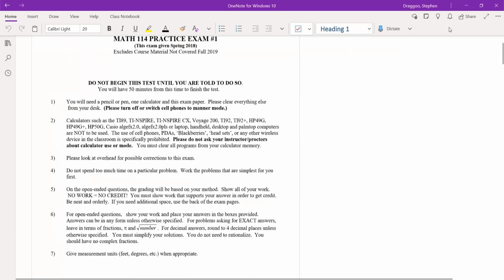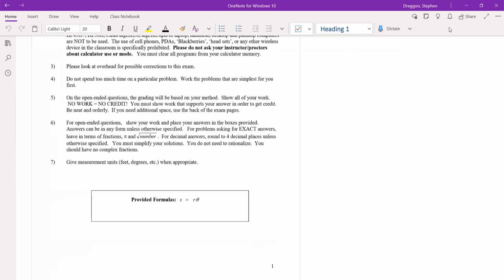So the cover page of the exam looks pretty similar to this one. You'll be given the formula S equals R theta. That one's given right there. In addition to that one, the very last page of the exam is going to contain all of the identities. So the cofunction identities, the Pythagorean identities, and the reciprocal identities. I'm not asking for those to be memorized on exam 1, so I'm just going to give them to you. Again, it's on the very last page.